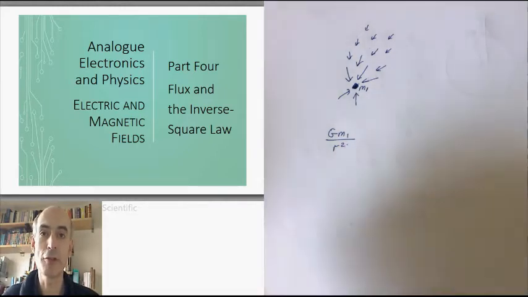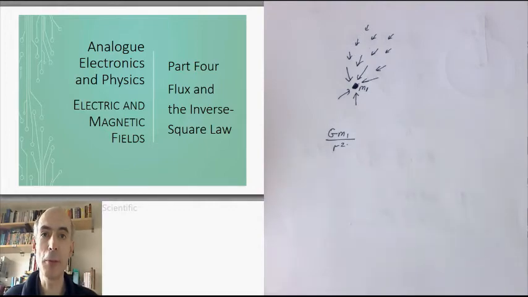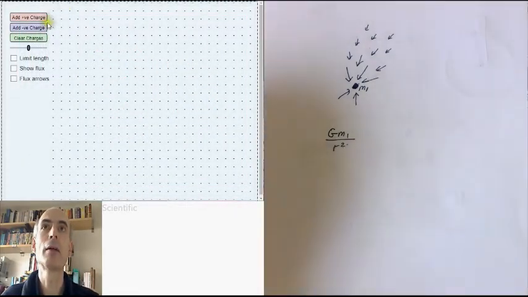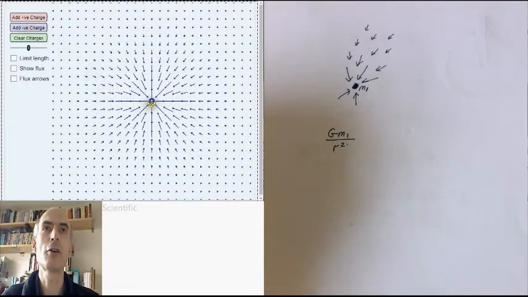There's a simulation of this available on the website as well. It looks like this. I can add a charge here, which represents a mass, and you'll see that all of the arrows everywhere point towards that mass, and the length of the arrow is a function of the field strength, and therefore the arrows closer to the mass are longer, the arrows further away are shorter.